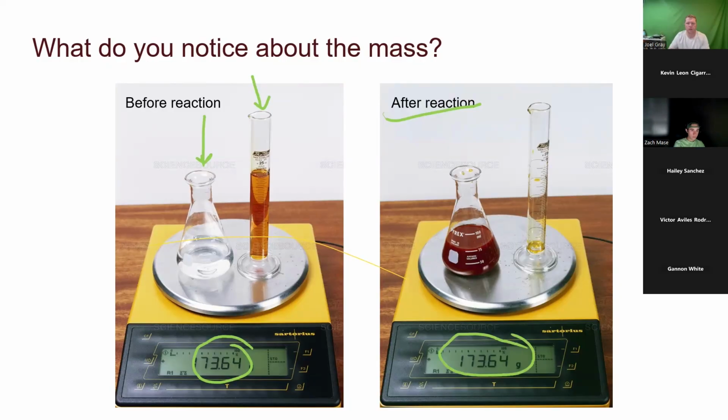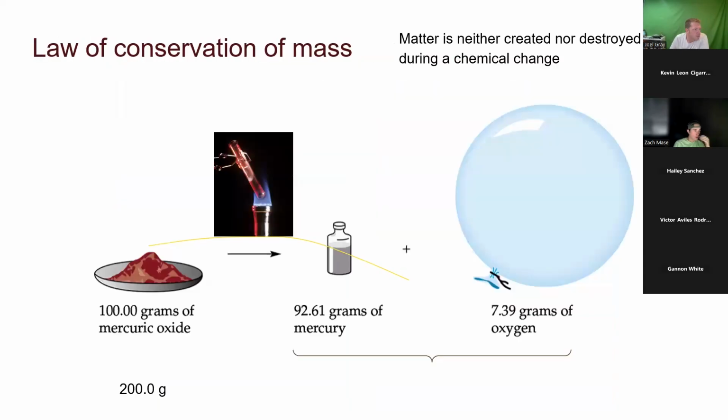There will be a change observed, so there will be a reaction, but the mass does not change. So this is kind of going on the idea that matter cannot be created nor destroyed. So this is known as the law of conservation of mass. Matter is neither created nor destroyed during a chemical reaction.